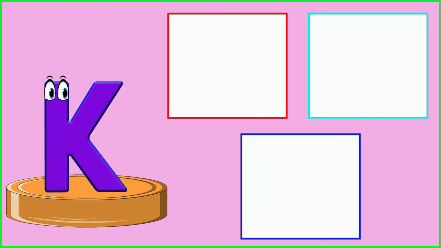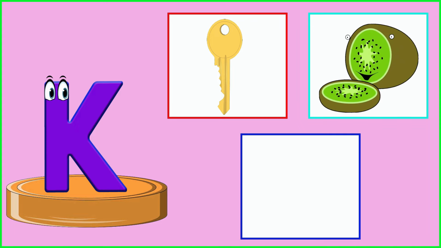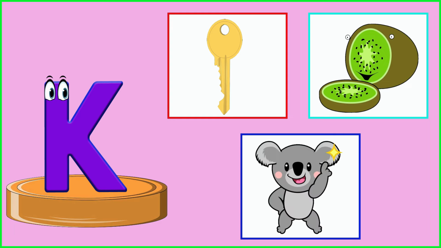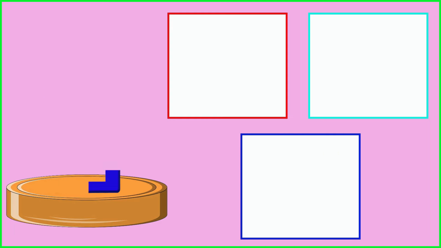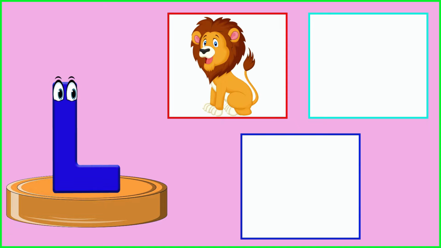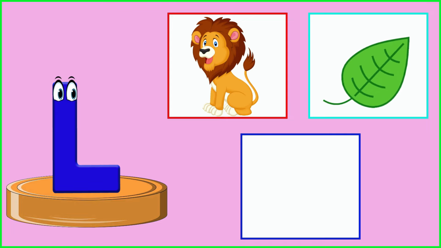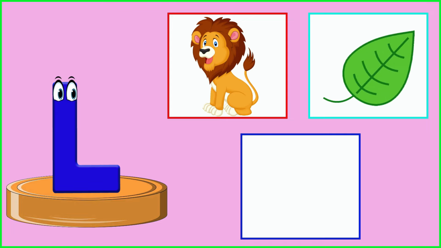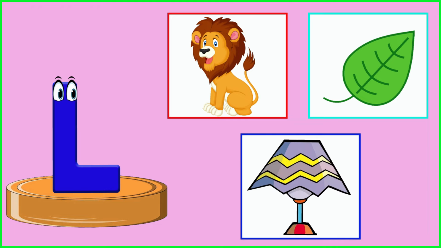K. K is for key. Kiwi. Koala. L. L is for lion. Leaf. Lamp.